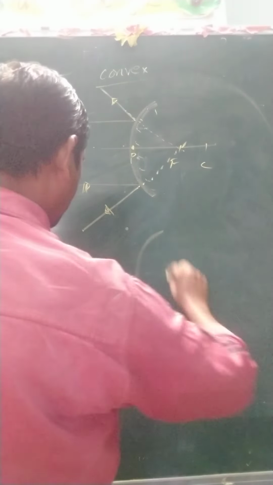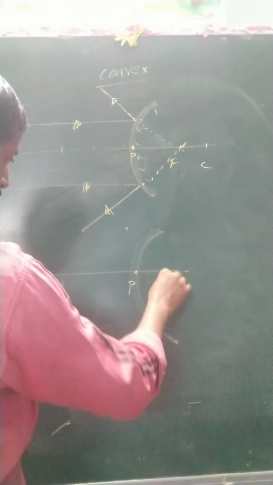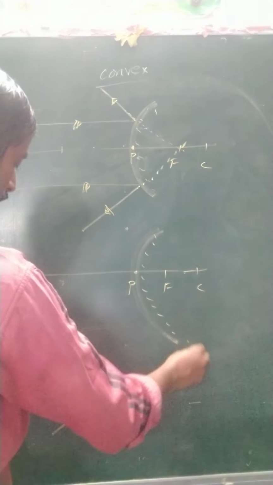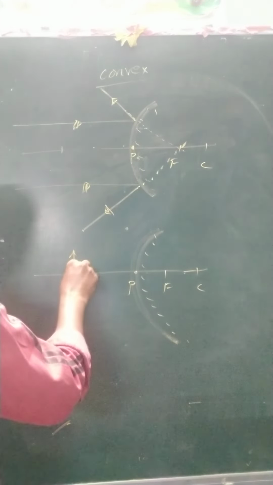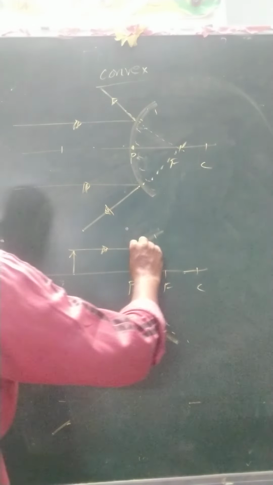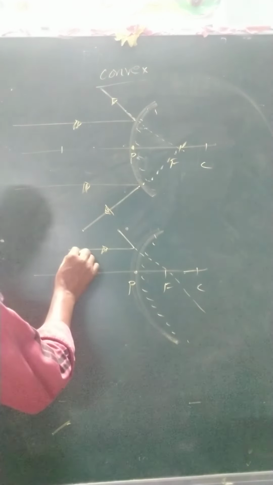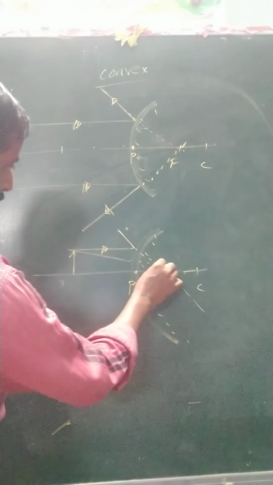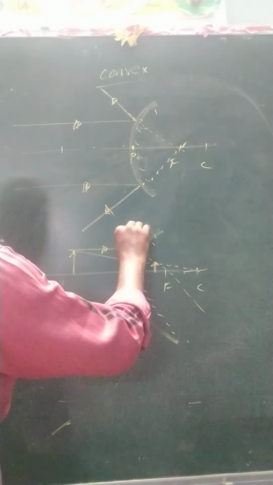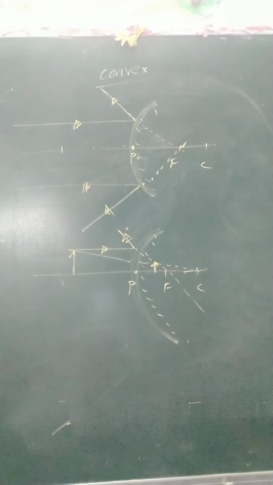And again we have to consider a convex mirror, pole, focus, center of curvature. Object is placed anywhere. A ray parallel to the principal axis. After reflection, it appears to pass through the focus. Another ray we have to consider is passing through the center of curvature. These 2 rays meet at this point. Here only the image is formed.